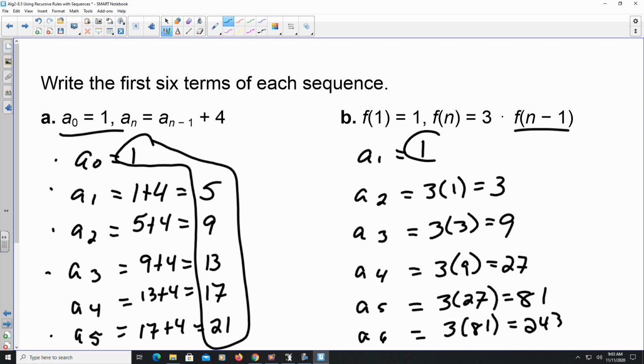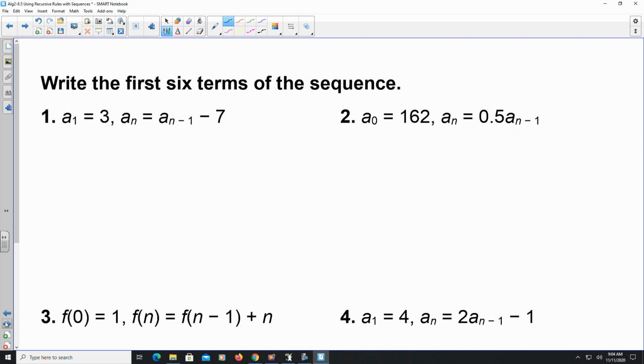So here are the first six numbers of the sequence, and we were able to get those six terms because we used the previous term as our value for the next term in the sequence. Again, these are very similar situations, trying to find the six terms. If you have questions, please let me know. I'm more than happy to answer those if need be.